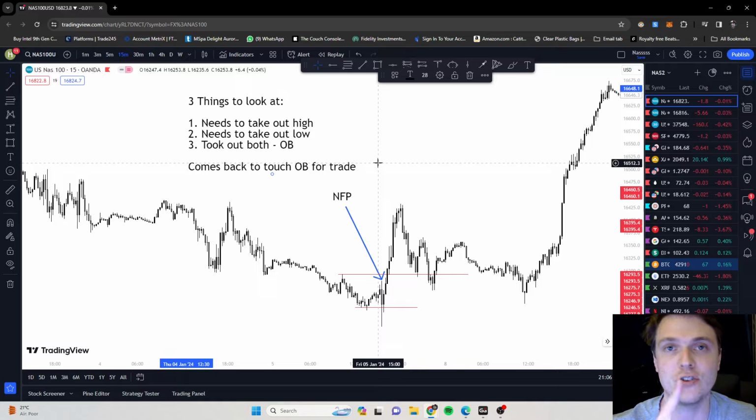One is you can take the trade when the news hits. That's a lot of risk, but there's a way to look at it. And number two is taking the trade after the news has happened and it has calmed down a little bit.